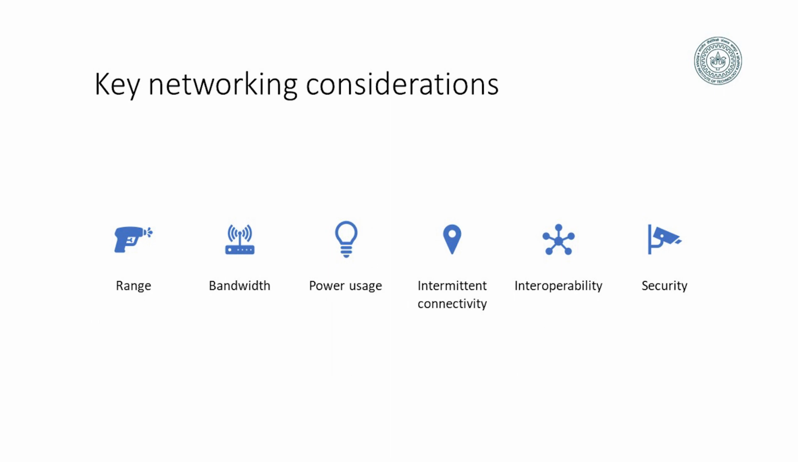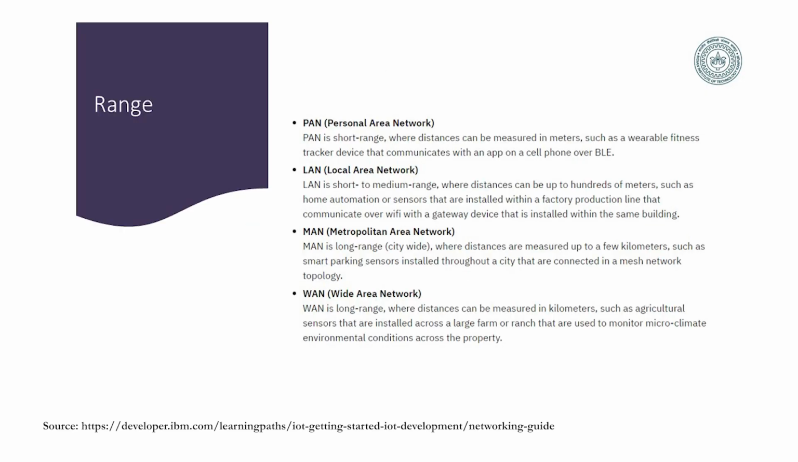So, some of the key networking considerations for IoT are range, bandwidth, how much power you are using, okay, intermittent connectivity. So, you do not want them to be always connected to a network and consuming a lot of power, interoperability, ability of different sensors or different devices to operate together, and security. Okay. So, when you are carrying out your networking using the protocols that we discussed previously, you also need to consider these features that you need to embed in your network. So, let us talk about each one of these features.